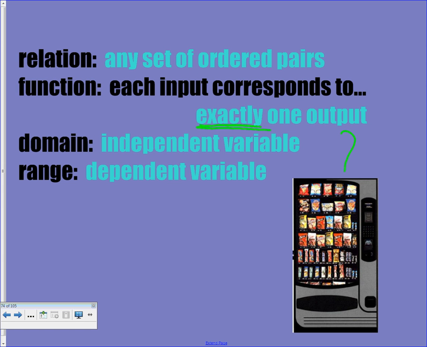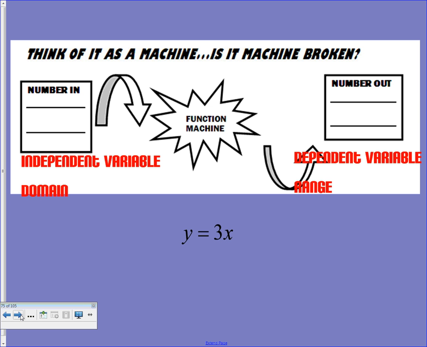And that was the visual I gave you in class about the candy machine. So keep that candy machine in mind today. We also are going to talk about domain and range. Domain is the independent variable, which is your x, and the range is the dependent variable, which is your y.